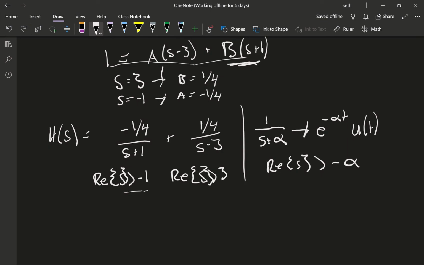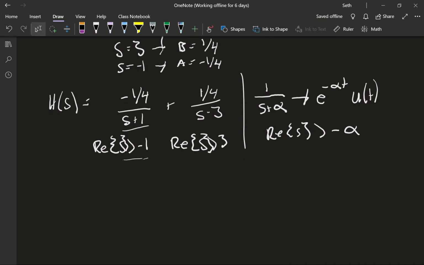So for this first one, right here, alpha is 1. So we see that this transform here pretty much matches exactly, so we can just go ahead and write h of t equals -1/4, because we are greater than -1. So in our region of convergence, we get e to the minus t u(t).